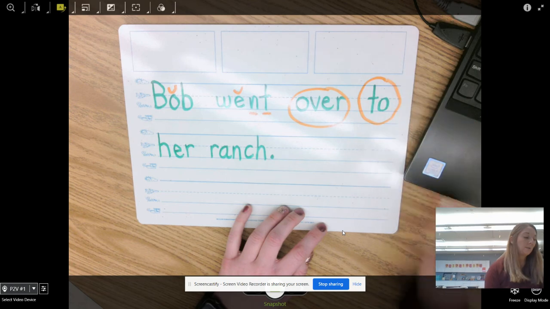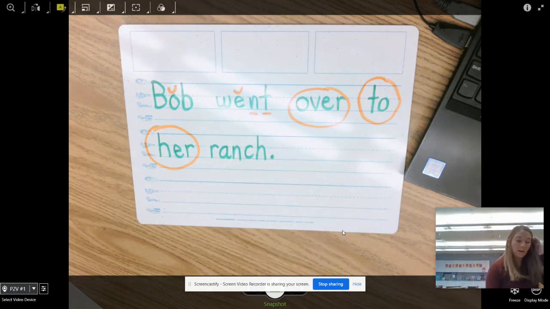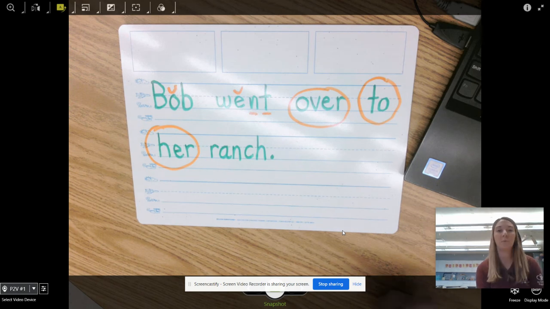To is a trick word. We'll circle that one as well. And her is a trick word, so we'll circle that one as well. And that brings us to our last word, ranch.